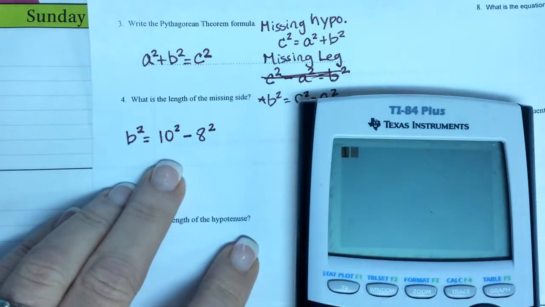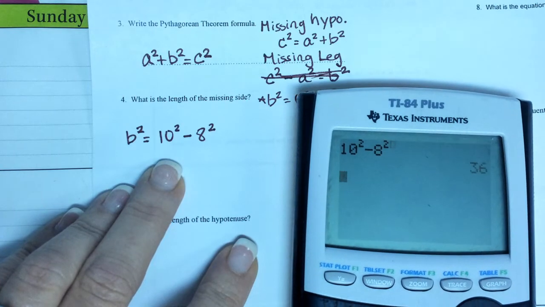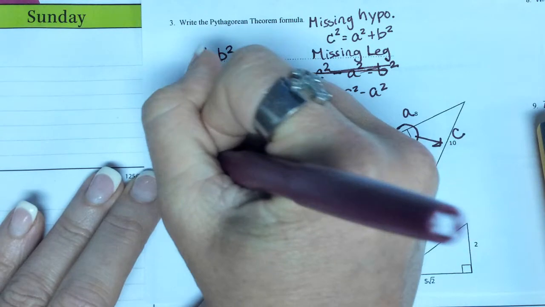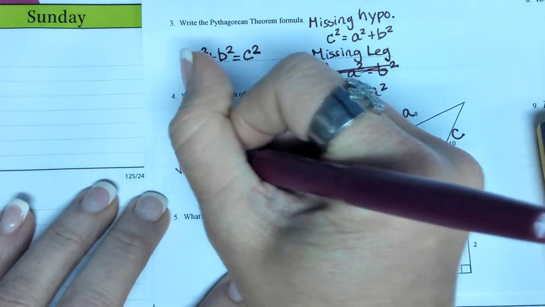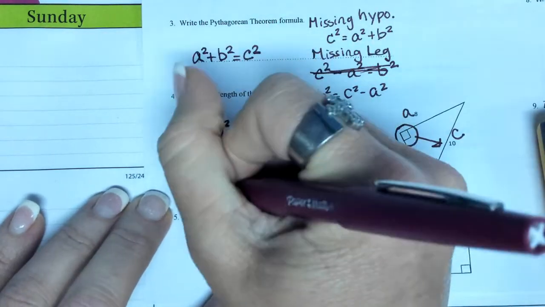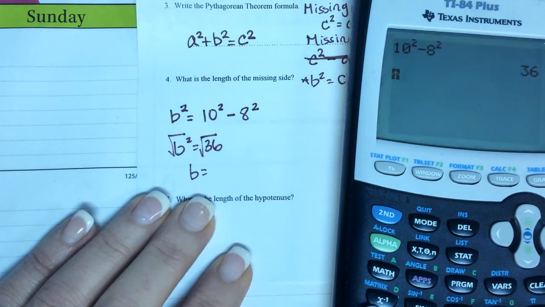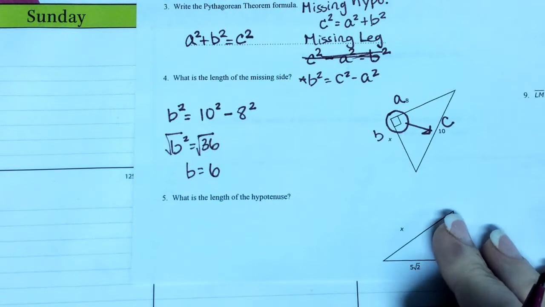So I would have 10 squared minus 8 squared, which gives me a value of 36. So B squared equals 36. And then to solve for B, I just simply take the square root of each side. So then B equals, and I want to make sure it's a perfect number, and it is, so I don't have to do any further work. So B equals 6.